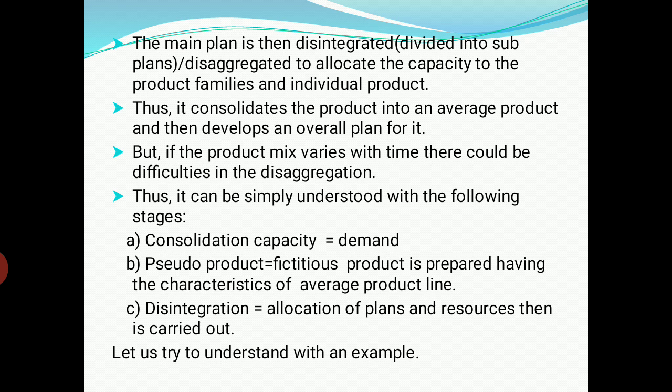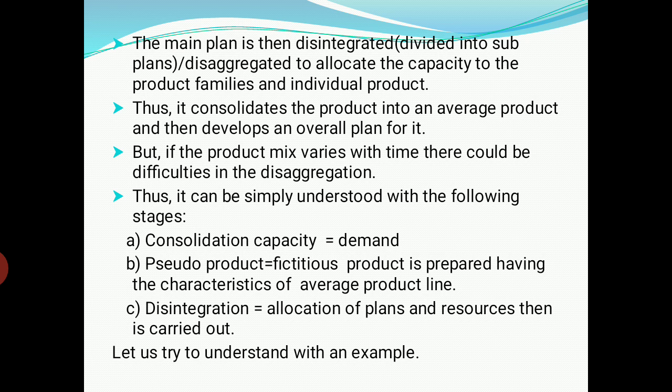Step 1, consolidation of demand. Consolidation means combining. If a company is producing products of the same product line, say A, B, C, D, E are the products of the same product line, then at the first stage we consolidate them, we bring them together, and we try to find out the demand of the whole of these 5 products.